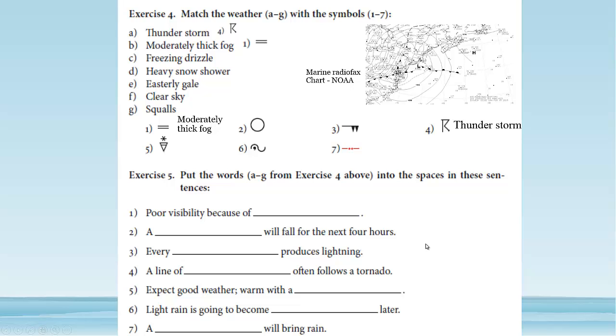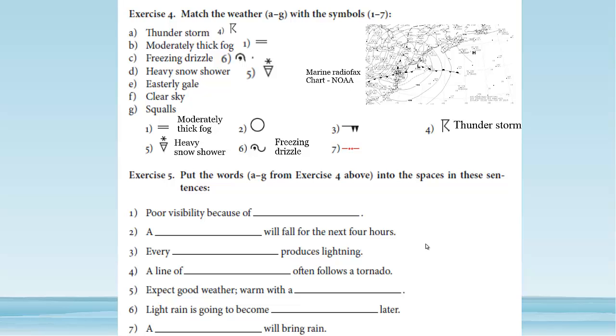Here, freezing drizzle. And we talked about sleet being freezing rain. Well, drizzle is just a small amount of rain. A very light rain is a drizzle. So this freezing drizzle would be sort of like sleet, but just very light sleet. So what is the symbol for that? 6. A freezing drizzle. And then D, heavy snow shower is 5.